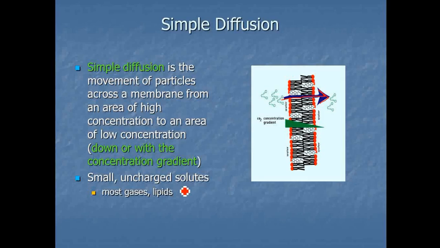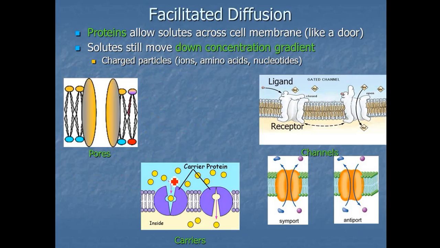Everything else requires help. So that help is facilitated diffusion, and this requires the help of a protein. It doesn't require energy. Remember, it's still this idea of diffusion down the gradient, but it does require some help to get across that cell membrane. So those are the transport proteins. So we have pores, channels, and carriers. So pores are doors that are always open, right? So if there's a concentration gradient, if something is really high out here, and there's a pore for it, then it's going to move down its gradient.